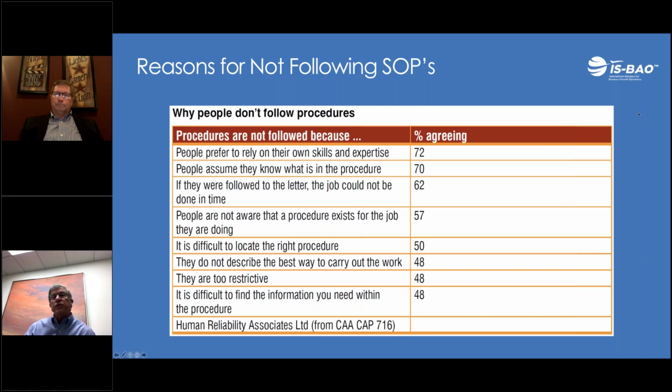People are not aware the procedure exists for the job they are doing. Oh, I didn't know that there was a task card for that. I didn't ever look in the maintenance manual to think, well, there may be something that relates to this. It's difficult to locate. Oh, I can't find it. That's interesting too. They do not describe the best way to carry out the work. They are too restrictive, or it's difficult to find the information you need. So again, all of these things are what make people intentionally or unintentionally non-compliant with SOPs. So let's move on to the next slide.